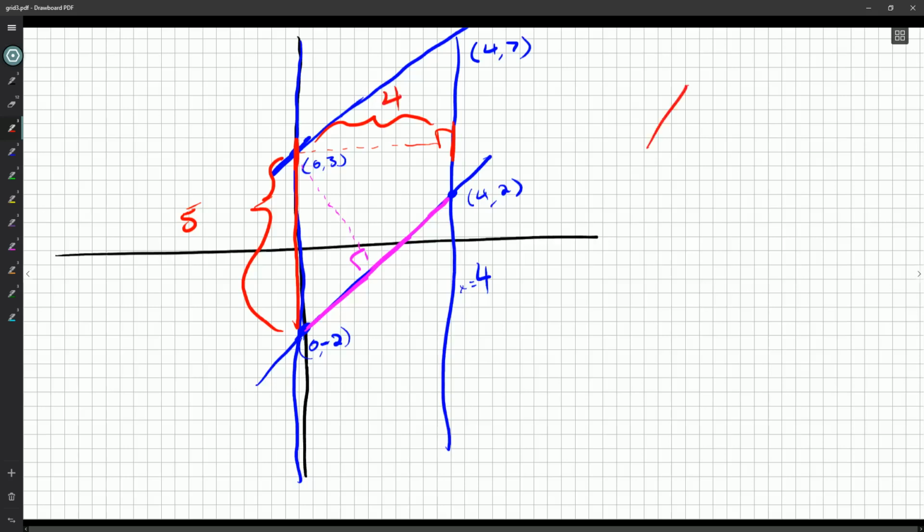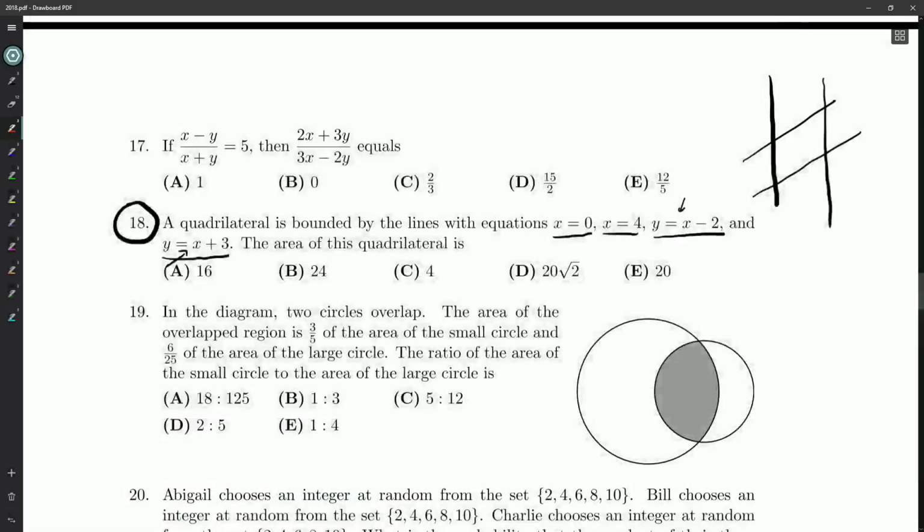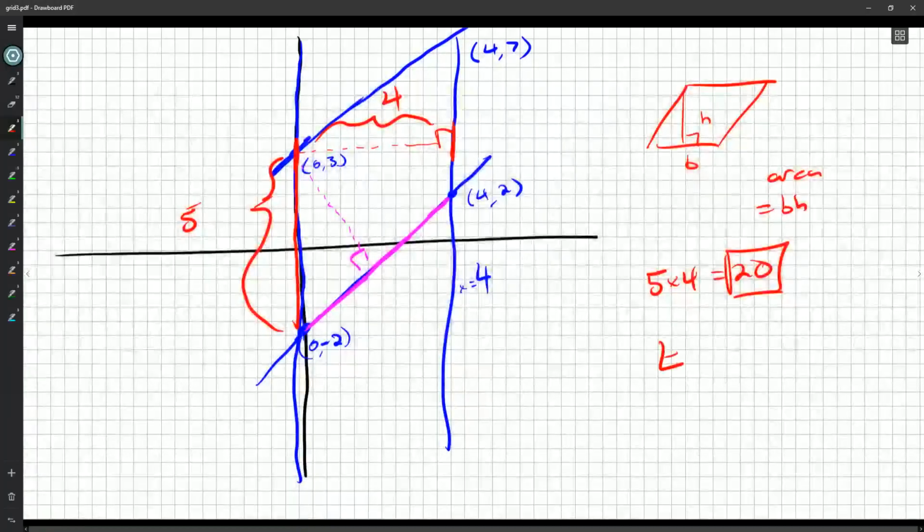And for a parallelogram, it's base times height. So in this case, it's just 5 times 4, 20. So 20 is the area of this particular parallelogram. And 20 is our last one there. It's E. And that's exactly what we would bubble in, or in this case, write down, or otherwise indicate our answer.